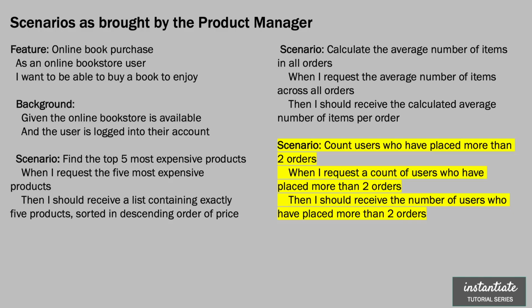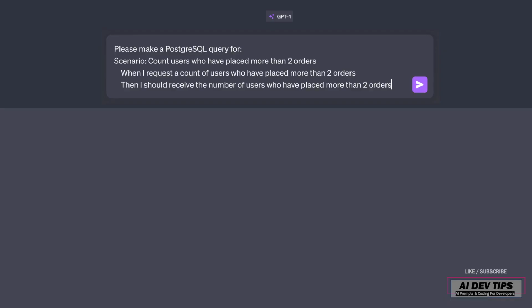Let's check out another example. Another scenario has been brought to us by the product manager. This one sounds pretty simple, but again, we're just checking out the different ways of doing this. Count users who have placed more than 2 orders. When I request a count of users who have placed more than 2 orders, I should get that result.